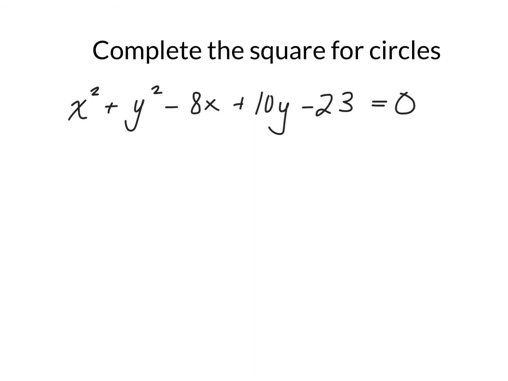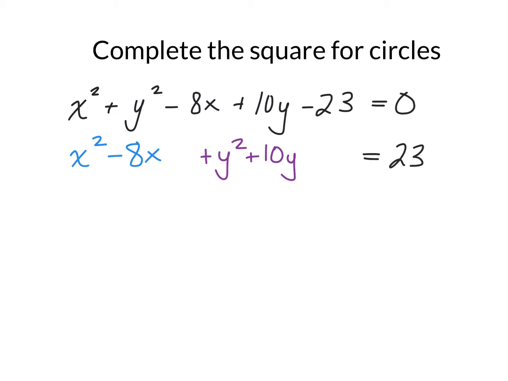The way I'm going to do that is first I'm going to group all my variables together. I'm going to get x squared minus 8x. I like to leave a little bit of space because we're going to add some additional information into this row. To that, we will add our y terms, y squared and 10y. Again, I'm going to leave a little bit of space. And I'm also going to move my negative 23 to the other side of the equation.